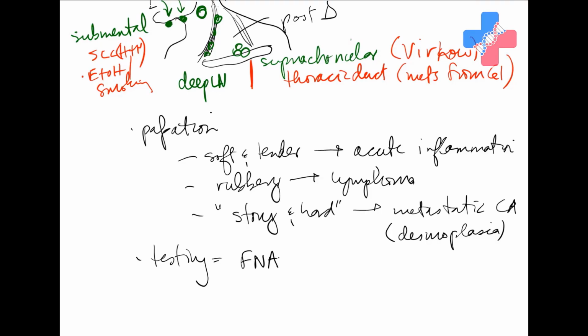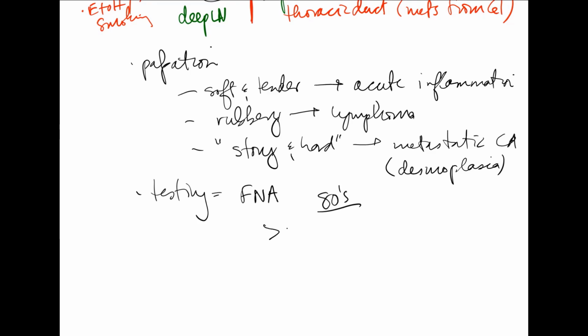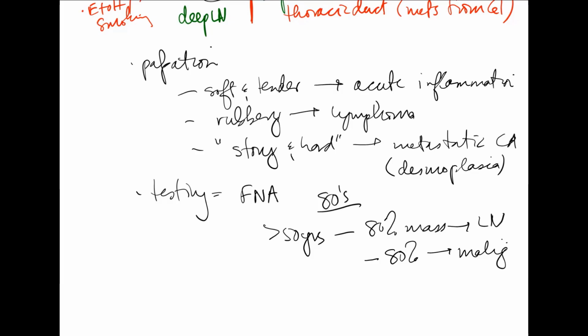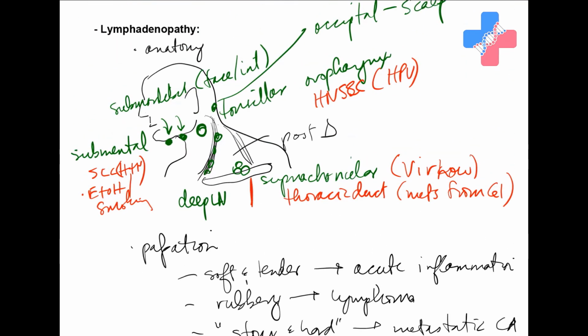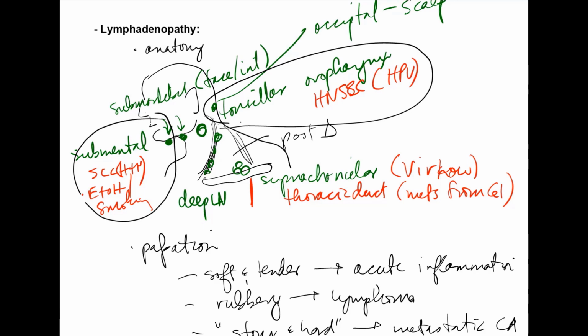When one talks about age, remember we're going to be talking about the rule of 80s, which says that when someone is over 50 years of age, 80% of neck masses will be lymph nodes. And of those lymph nodes, 80% will be malignant. And of those malignancies, 80% will be squamous cell carcinoma. And so you can see then, depending on which node you have, submental is going to be suggestive of the alcohol smoking, and the tonsillar oropharyngeal is classic for your HPV.